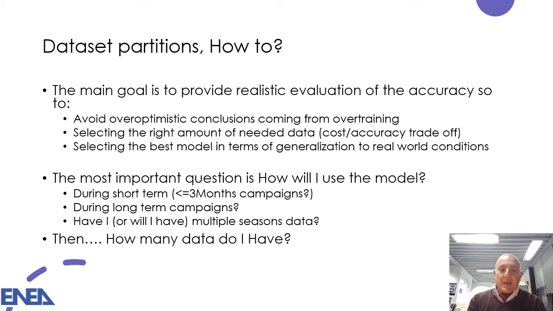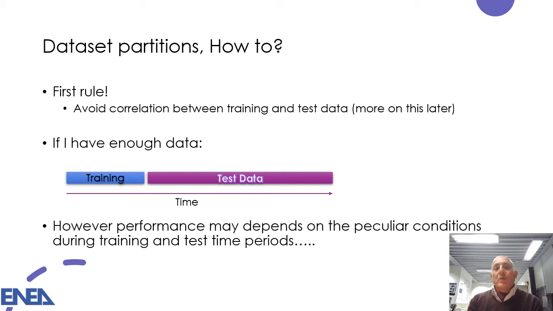So firstly, you have to avoid correlation between training and test data in order to achieve a realistic estimation of your accuracy, and to avoid over-optimistic conclusions. Okay, this is very important. This is the first rule. So avoid correlation, whatever kind of correlation, between training and test data, which is most of the time obtained by partitioning the data into a training set and a test set, which are contiguous.